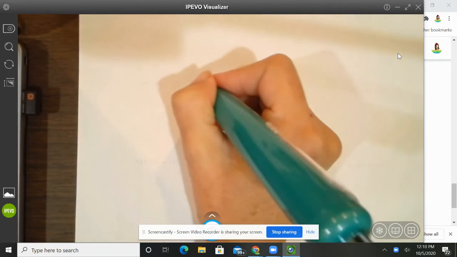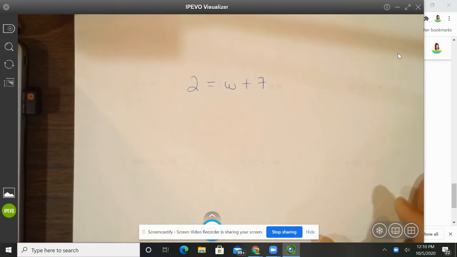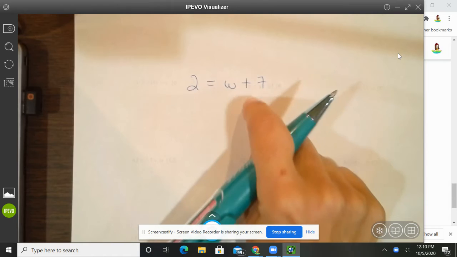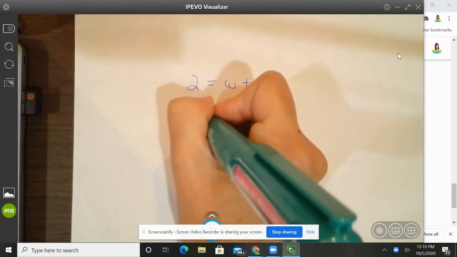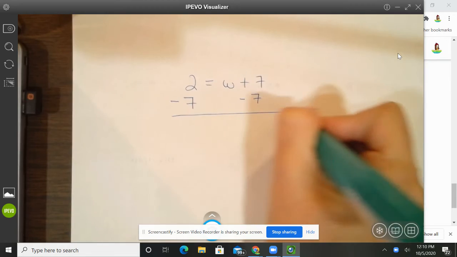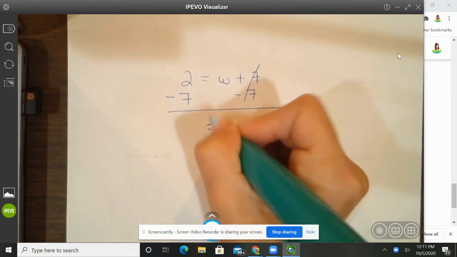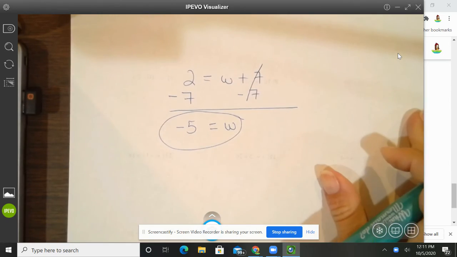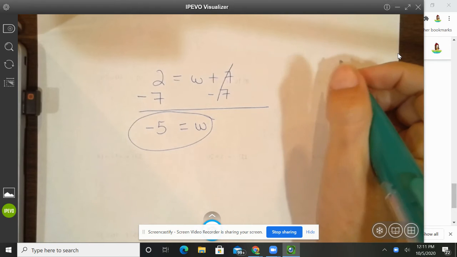So how about if you have one that looks like, I don't know, 2 equals w plus 7. Well, same thing. Remember, you have to get rid of the number on the side where the variable is. So I'm going to subtract 7 on both sides. Get rid of this one, and then you have w equals 2 minus 7. That is negative 5, and that is your answer. So it's the same thing, just reversed, like the equal sign is on the other side.